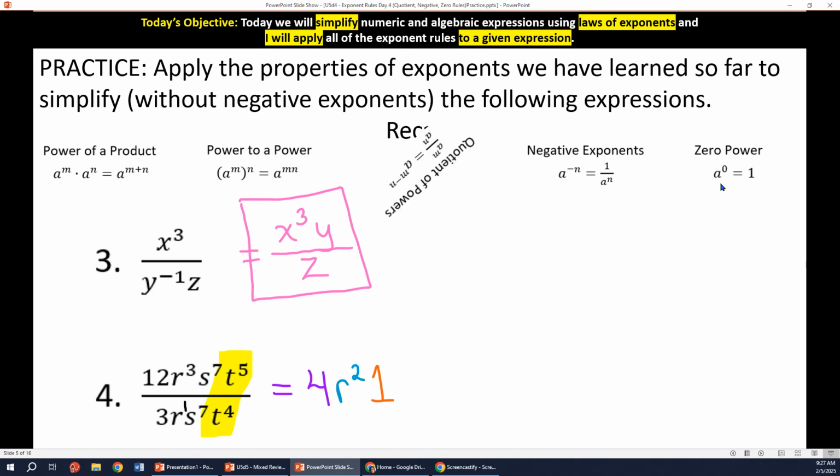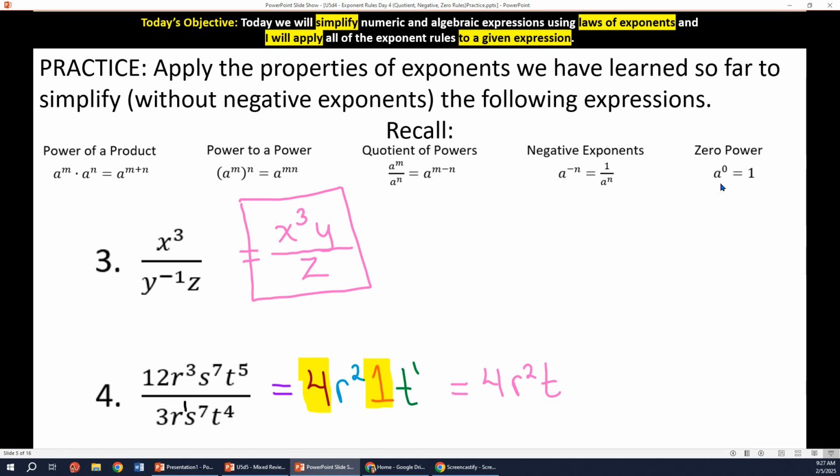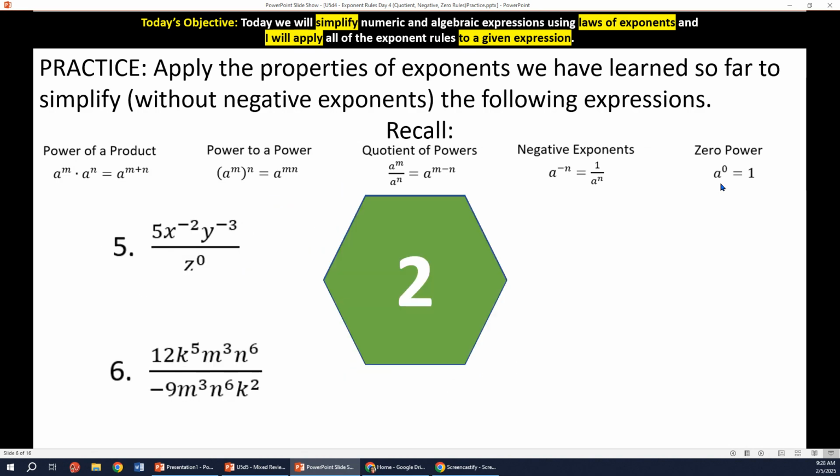Then I'm going to use my quotient rule again for t to the 5th over t to the 4th. 5 minus 4 is t to the 1st. Then when I group, again, 4 times 1, that's just 4. And then I have my r squared and my t to the 1st, which I can just write as t. So the answer to number 4 is 4r squared t. Let's take 2 minutes to do 5 and 6.